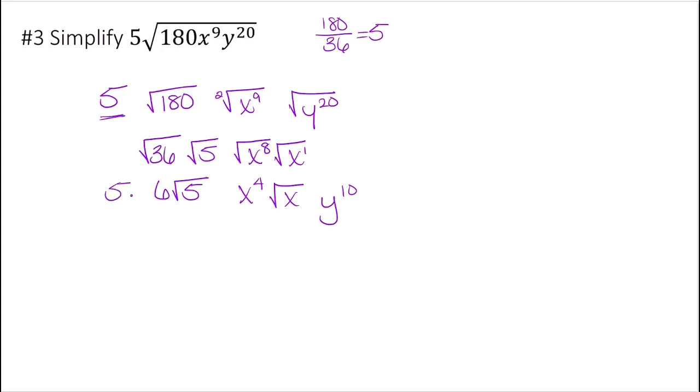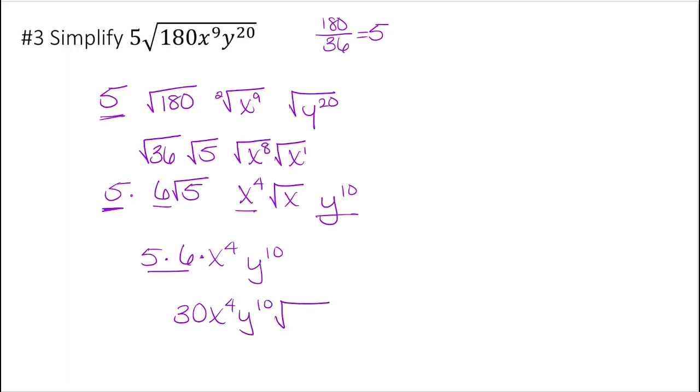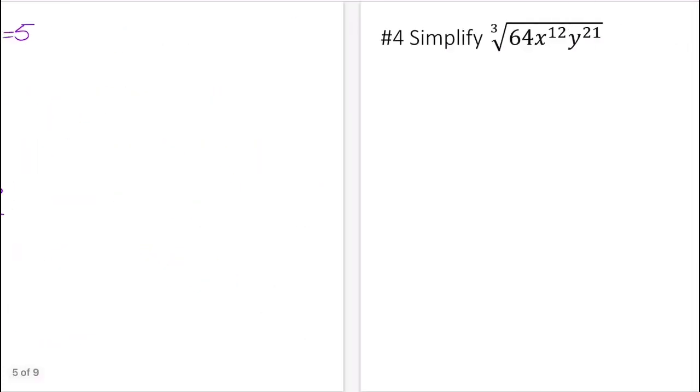So what I do now, finally, when I write my answer, is I just gather up all my terms. So I just collect everything that should be on the outside. On the outside, I have 5 times 6 times x to the 4th times y to the 10th. So I can just write that as 5 times 6 is 30, so I have 30x to the 4th y to the 10th. And then everything else I'm going to leave under the square root. So under the square root, I have 5 and I have x, so that's the square root of 5x. So now this is the fully simplified form of the answer.